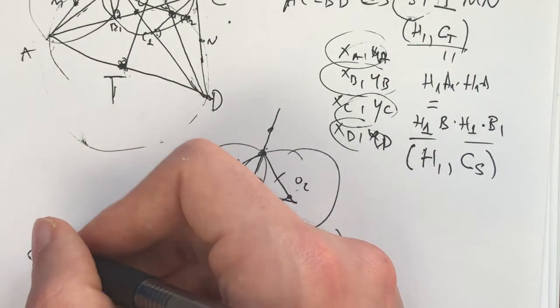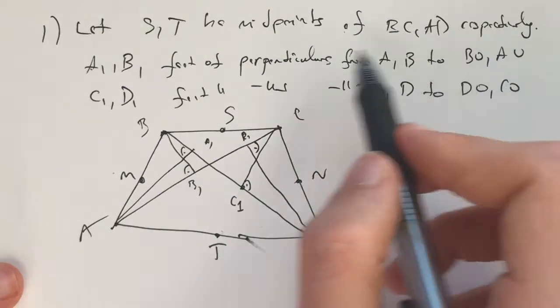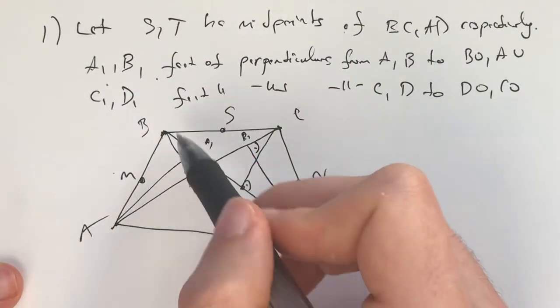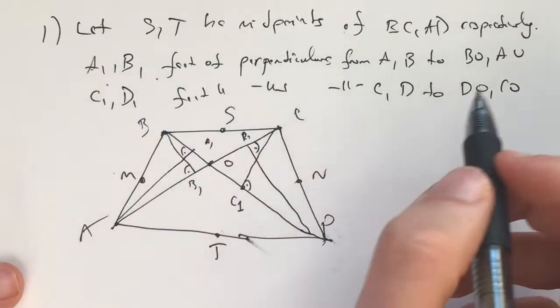And now let's move on to a solution. So I would invite you here to really take 5 to 20 minutes and try to write up a solution. The first step is let S and T be the midpoints of BC and AD respectively. A1, B1 feet of perpendiculars from A and B to BO and AO. Similarly with C1 and D1.